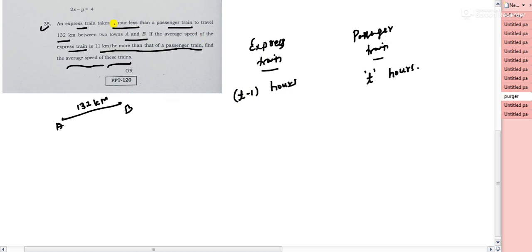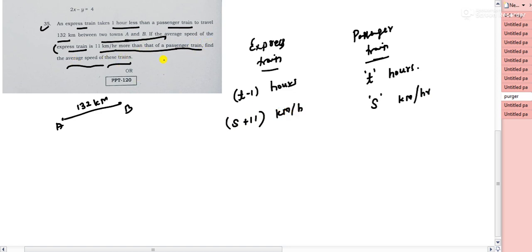Now, the average speed of the express train is 11 kilometers per hour more than that of the passenger train, so I will take the speed as s, in kilometers per hour. If the passenger train's speed is s kilometers per hour, the express train's speed is 11 more, that is s plus 11 kilometers per hour.